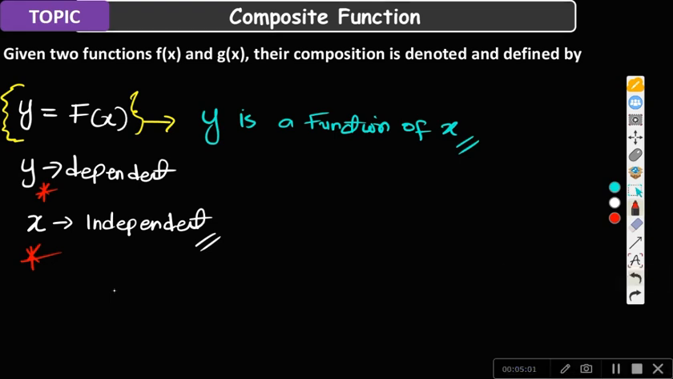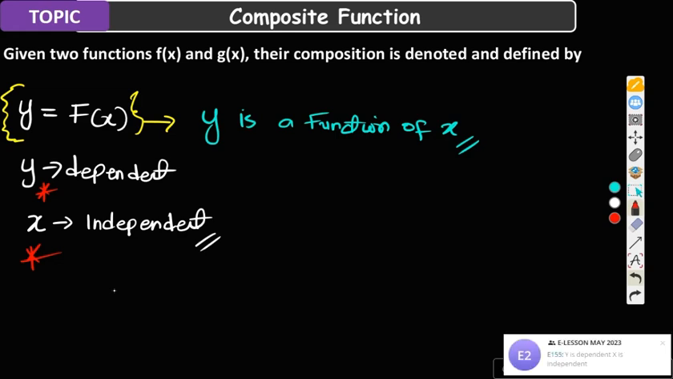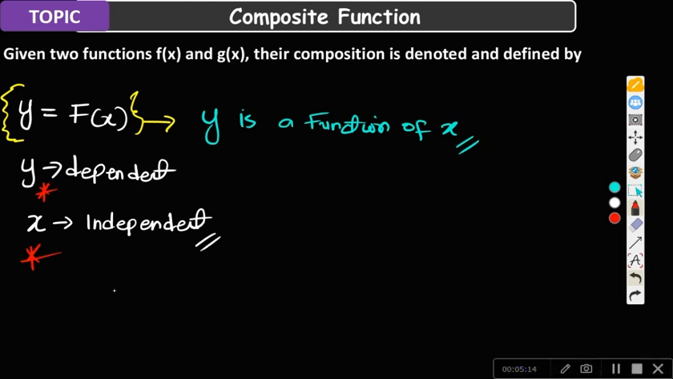I said y is dependent, x is independent. All right? So please correct yourself. Y is dependent, x is independent. Exactly. All right? So please correct yourself on that.